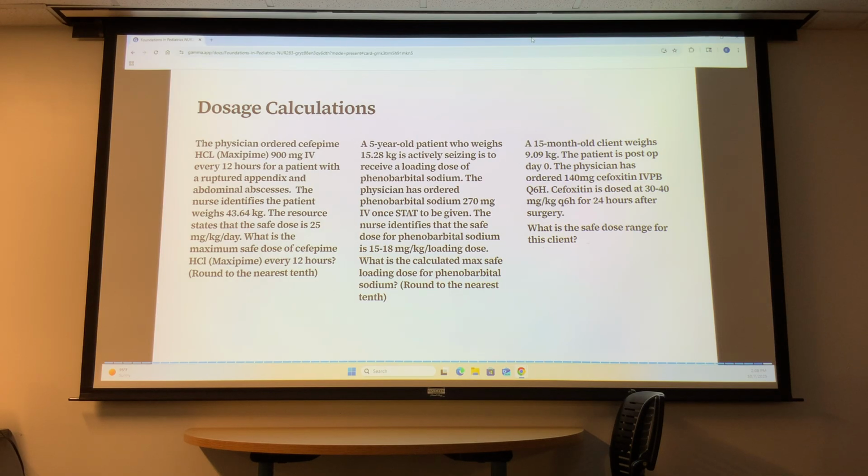So you've got a kiddo who weighs 9.09 kilos, okay? And they are post-op. The physician ordered cefoxitin, 140 milligrams every 6 hours. It's dosed at 30 to 40 milligrams per kilo every 6 hours for 24 hours after surgery, right? So times 30, times 40, okay. Gives you what?